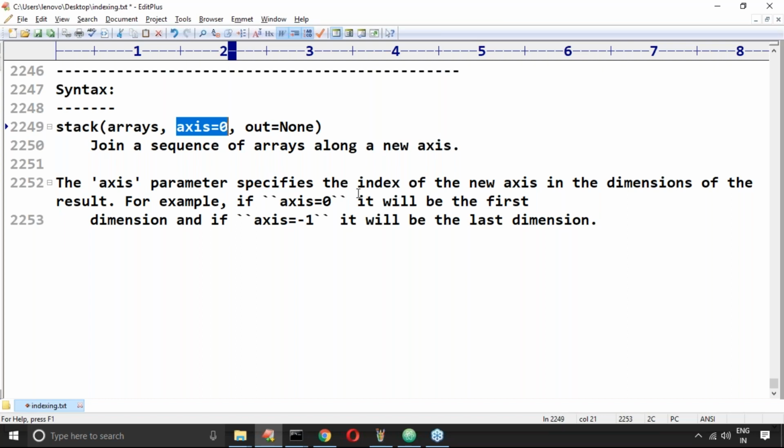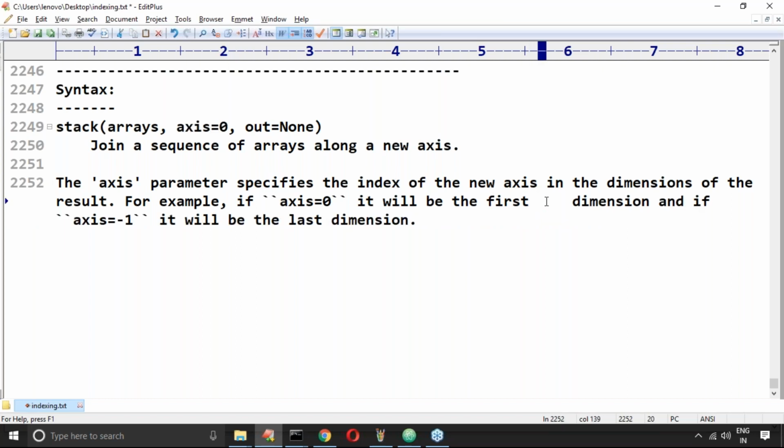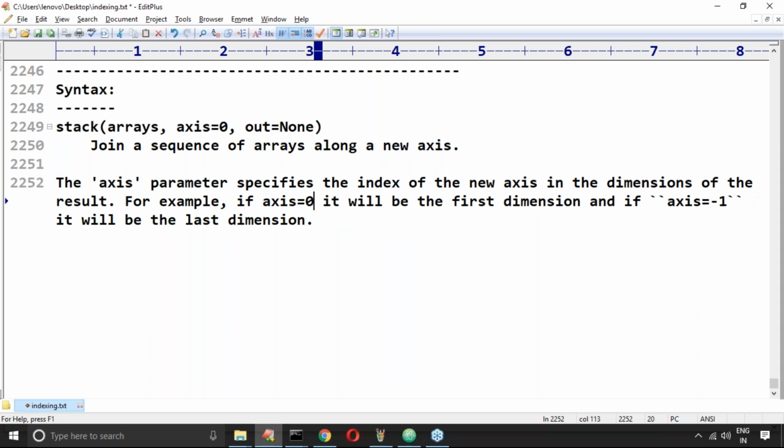Now the axis parameter specifies the index. For example, if axis is 0, axis means the first axis, so it will be the first dimension. If axis is -1, it means the last axis, so it will be the last dimension. Any doubt about this terminology, the first dimension, the last dimension?